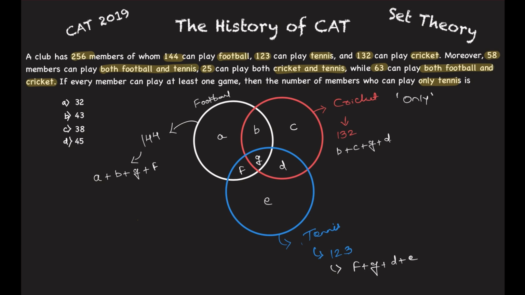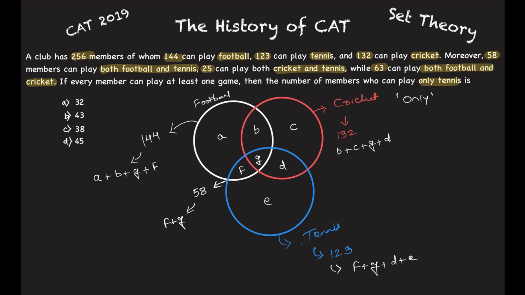Which again is the meaning of what? Tennis means only tennis, tennis and cricket, tennis and cricket and football, football and tennis, such that 123 is this. Okay, this is what you get from this. Now, what else is given? Both football and tennis: 58 members can play both football and tennis. So football and tennis, which means you are talking about this. 58 play football and tennis. So what is given here is F plus G.